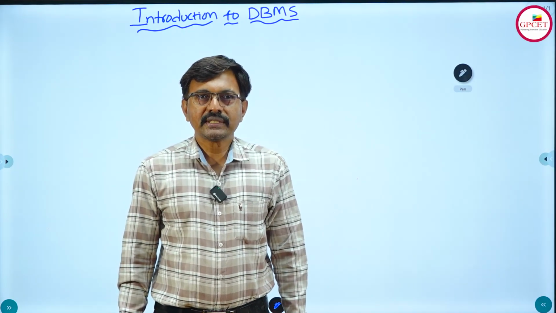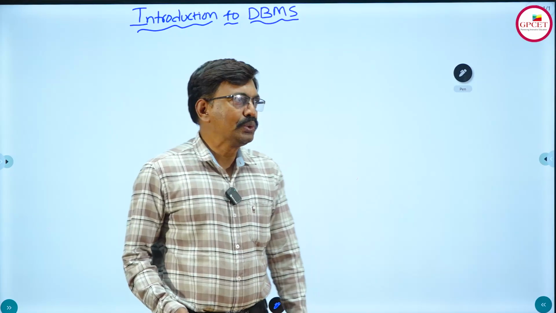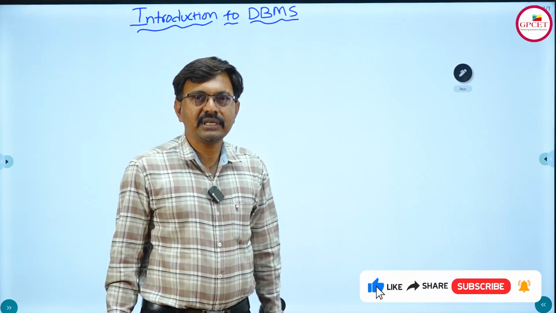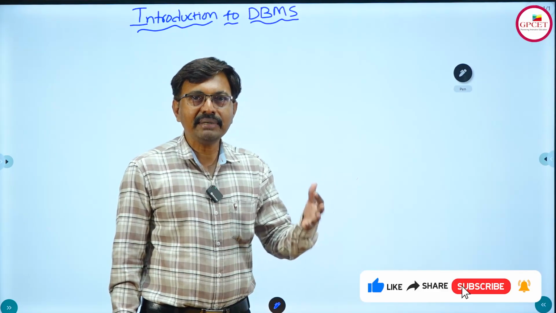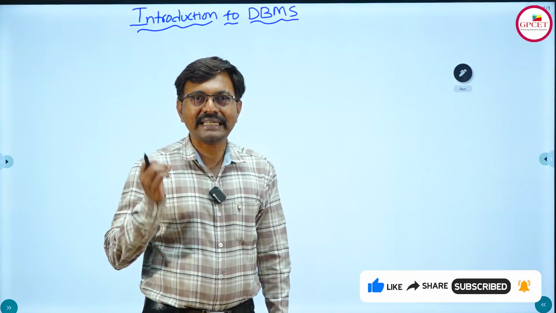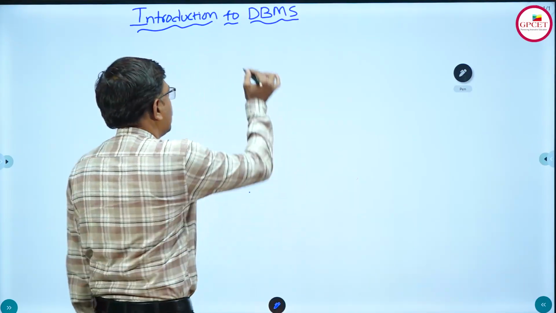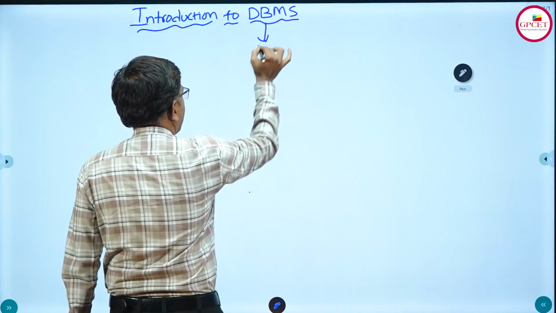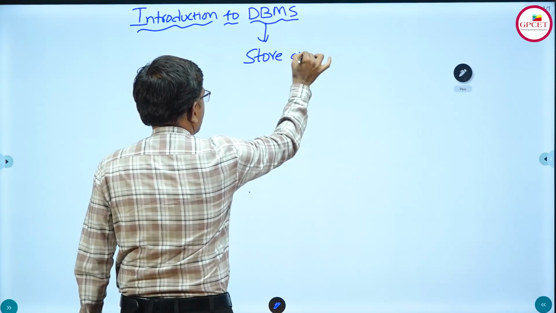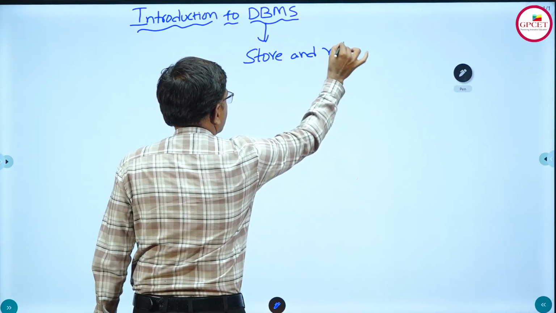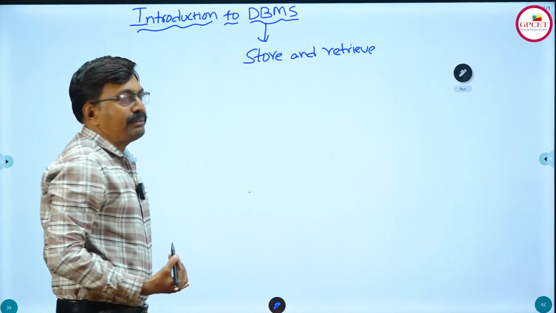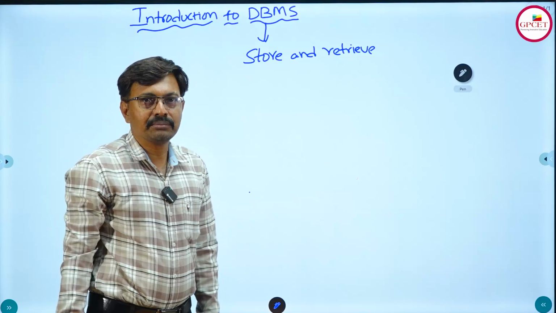Today I am going to discuss the Introduction to Database Management System. What is the main purpose of a database management system? The primary goal of a database management system is to store and retrieve the data from the database. Store and retrieve. That is the main goal of a database management system.